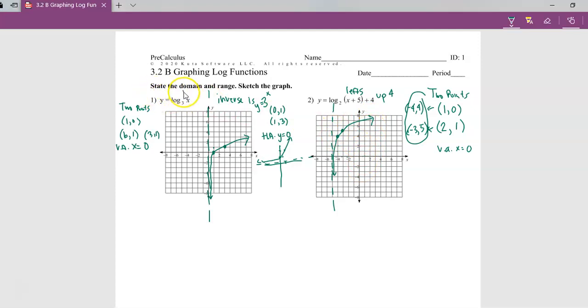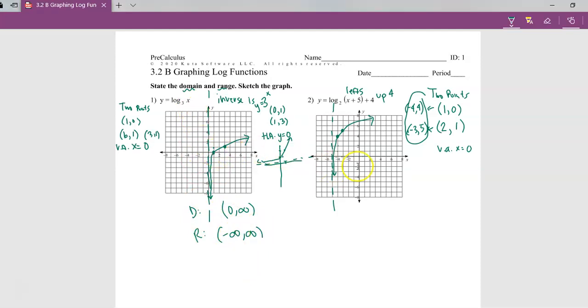This actually also asked us to state the domain and the range. So the domain is side to side, so it's always going to go from whatever the vertical asymptote is to infinity. The range is going to be this exact same on every one of them, negative infinity to infinity.